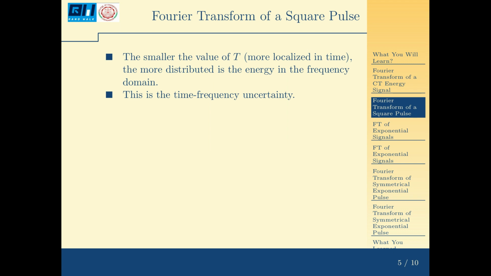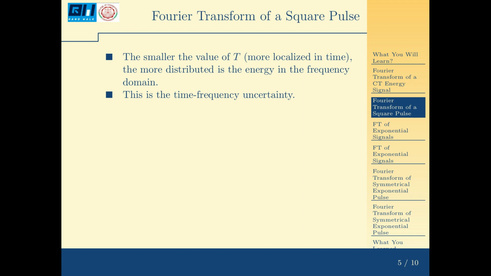Now, the smaller the value of T, that is, the more localized in time, the more distributed is the energy in the frequency domain. This is the time frequency uncertainty. That is, if you are localizing the energy in the time domain, then the energy will be distributed in the frequency domain. This is a consequence of Heisenberg's uncertainty principle.